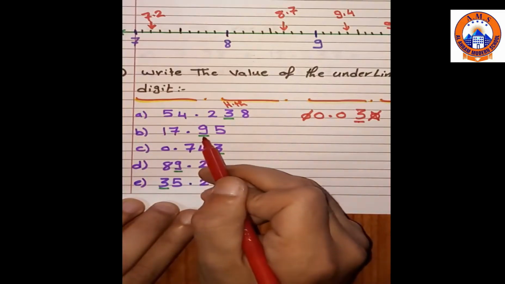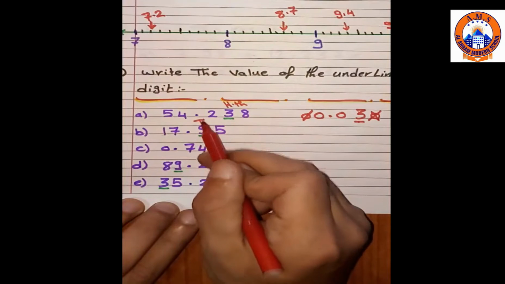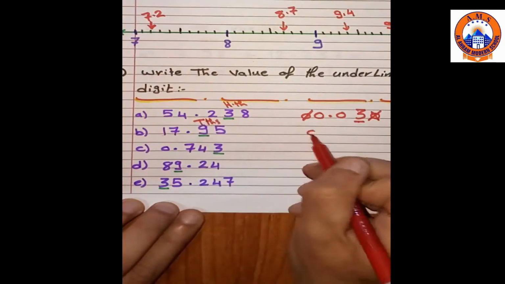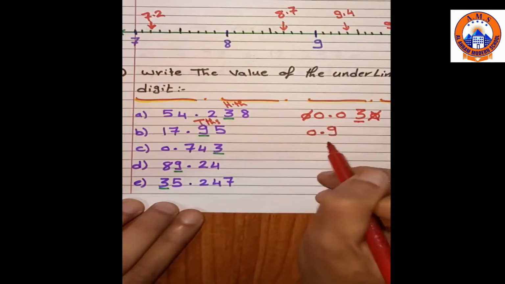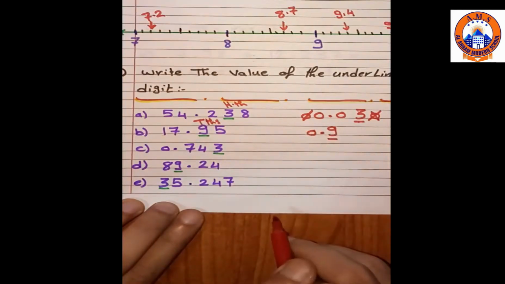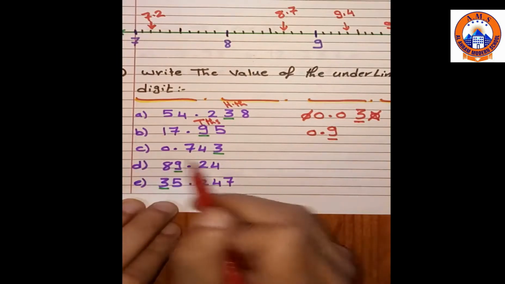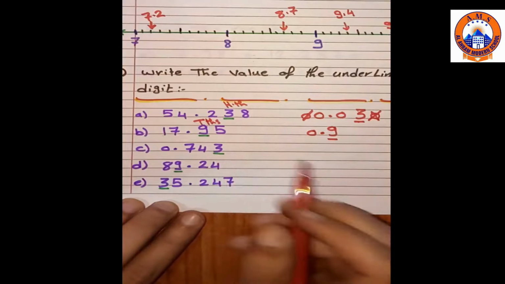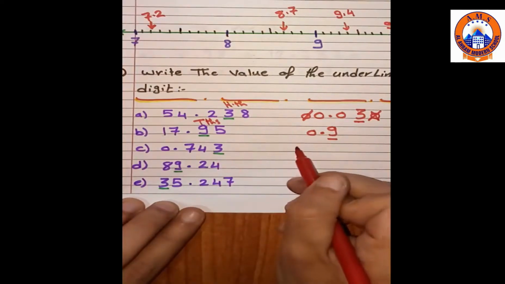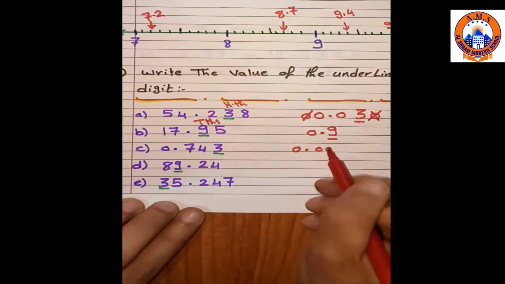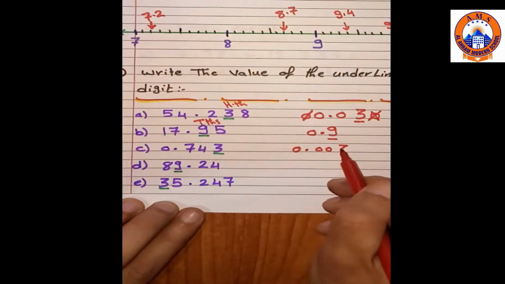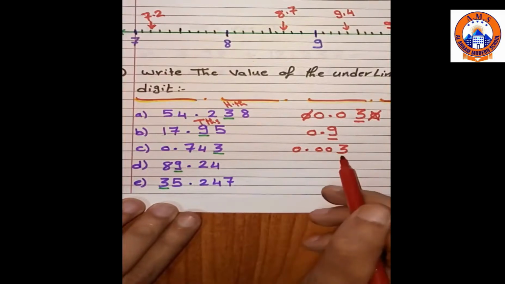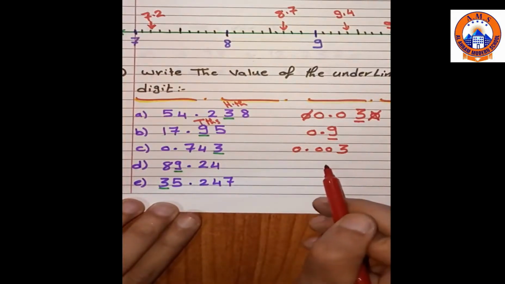Question number B. This 9, its place value is in the tenths, or the first decimal place, so we're gonna put 0.9. I put 9 in the first decimal place. Now number C. The 3 is in the thousandths, the third decimal place, so I'm gonna preserve its place and put all the other numbers as zeros except the underlined digit, which is 3. So here is 3 in the third decimal place.